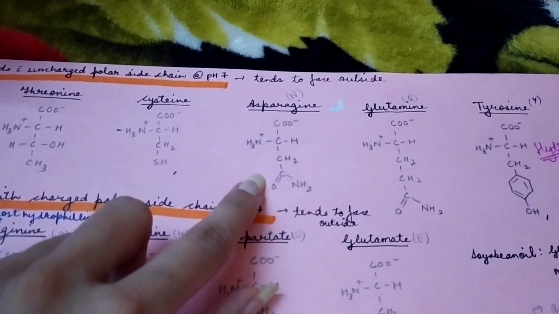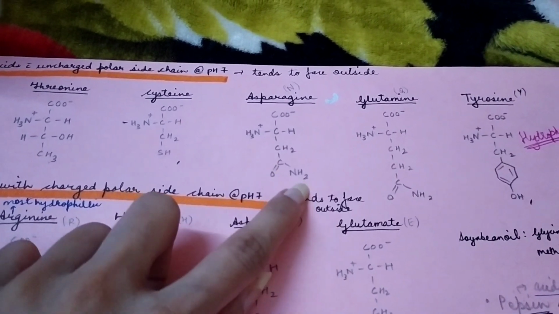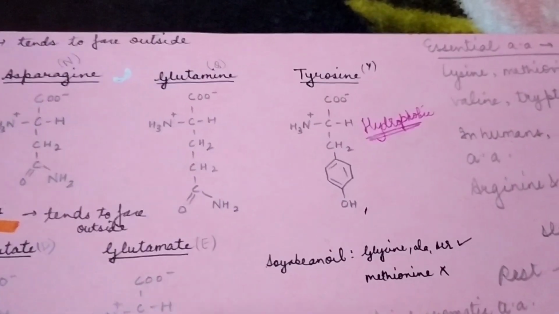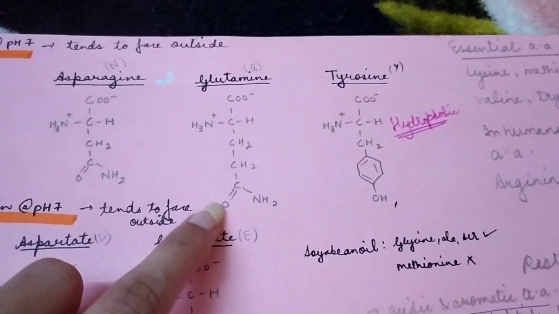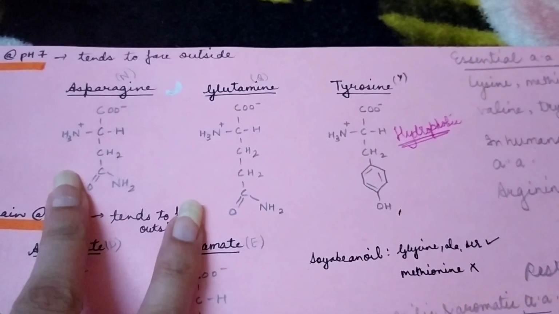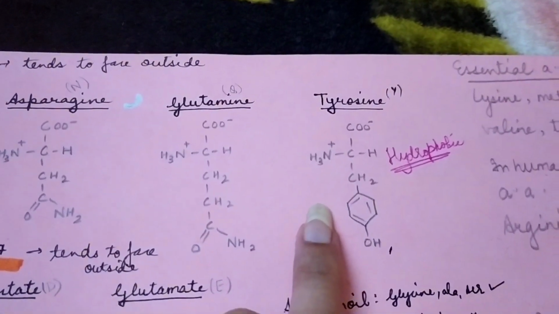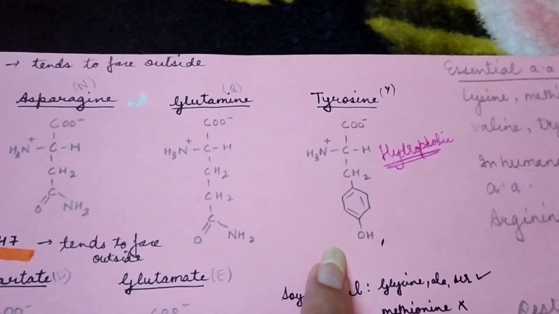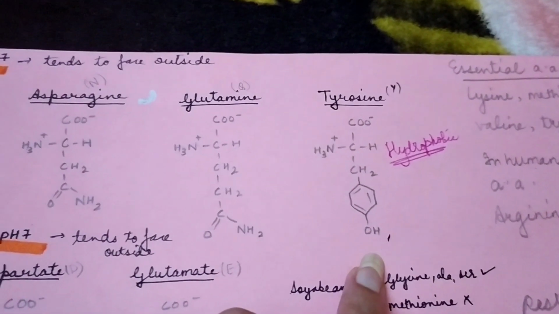And asparagine has a C double bond O amide, C double bond O NH2. Glutamine is also an amide, C double bond O NH2. The only difference between asparagine and glutamine is that glutamine has 2 CH2. Tyrosine is again aromatic, so hydroxyl aromatic, CH2, same as phenylalanine, just add the OH.